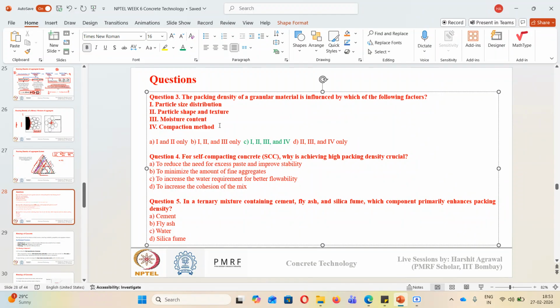And compaction method, as you know, will influence the packing density. So if I do vibration compaction, it will reduce the air voids. It will force the aggregate to push towards each other and close the gaps. However, if I don't compact my concrete, you will see there will be lumps and honeycombing in the concrete. So compaction method also influences the packing density.